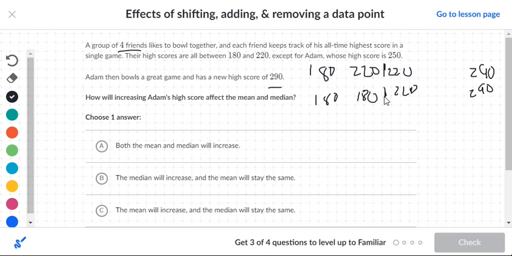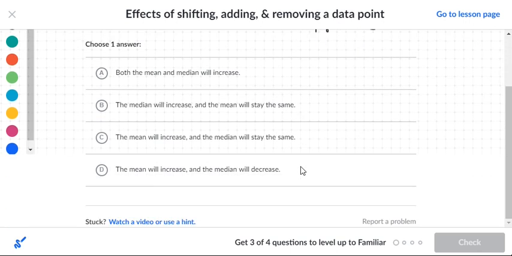Now, as for the average, the average itself is going to go up. So actually, the mean will increase right here. The median will increase and the mean will stay the same? No. The mean will increase, the median will stay the same. The mean will increase and the median will decrease.